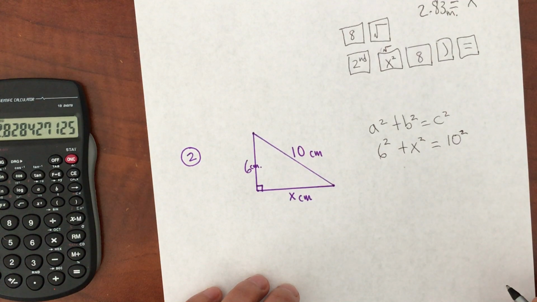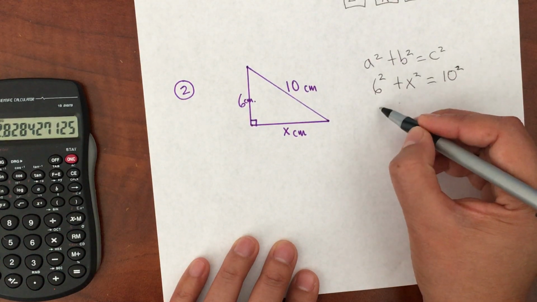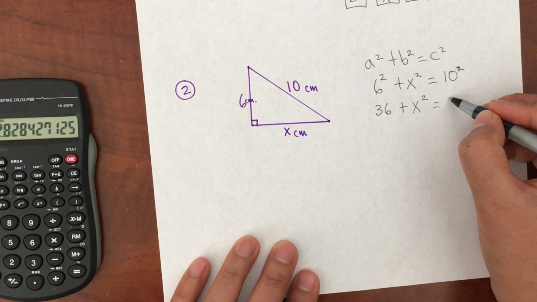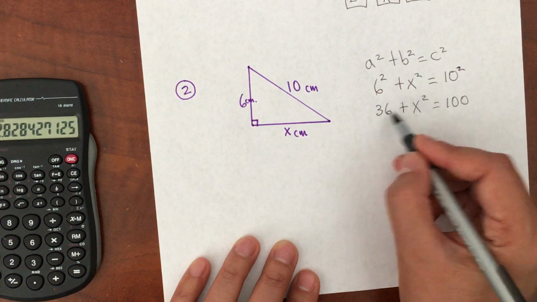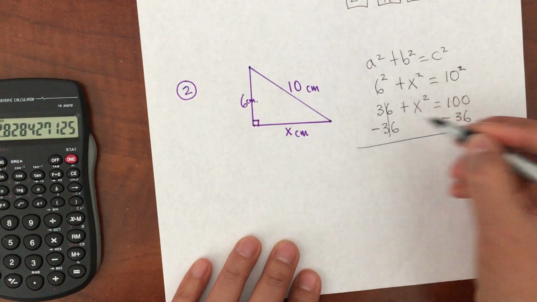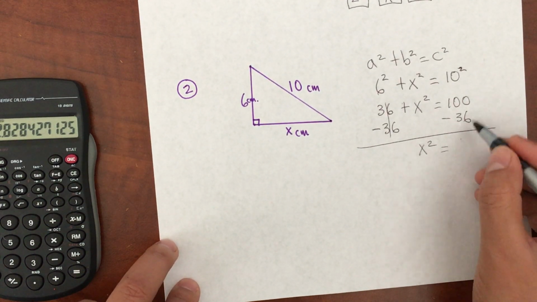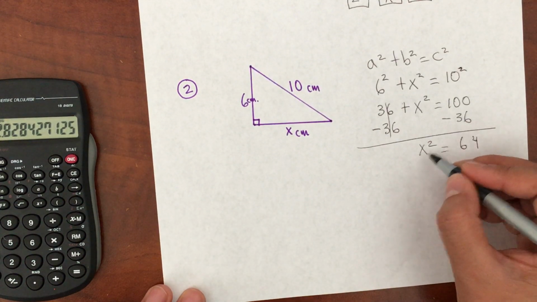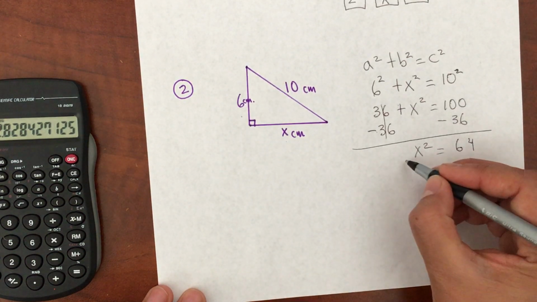So I'm going to have to solve this equation. Okay, so 6 squared is 6 times 6, meaning 36. 10 times 10 is 100. I want to leave X by itself, so since I'm adding 36, the opposite is to subtract 36 from both sides. And so this cancels. And so X squared is equal to 64. Now, again, we're subtracting because we are missing one of the legs, okay?